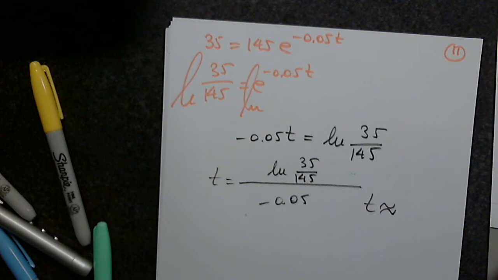within the graphing calculator. So we have the top, natural log of 35 over 145, and then divide by, in parentheses, negative 0.05. Okay, let's see what I did. Ah, we got it.